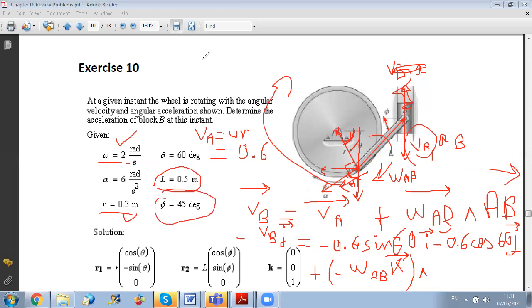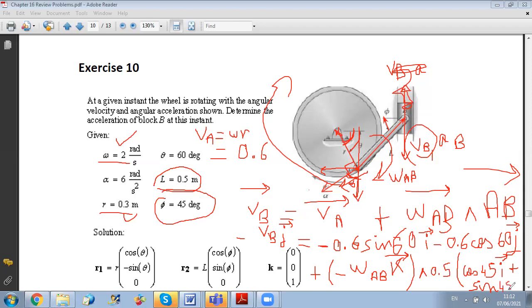So I do vectorial 0.5 times cosine 45 i plus sine 45 j. And now I have my vectorial relation. All I have to do is to expand as we do usually and to compare along i and j. The comparison along i and j will give me my two unknowns.